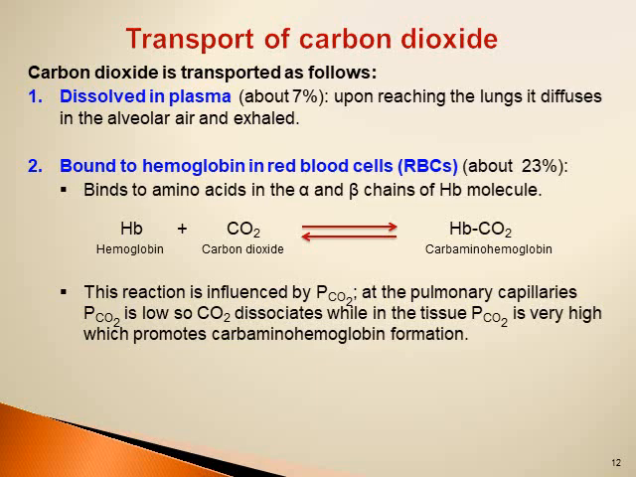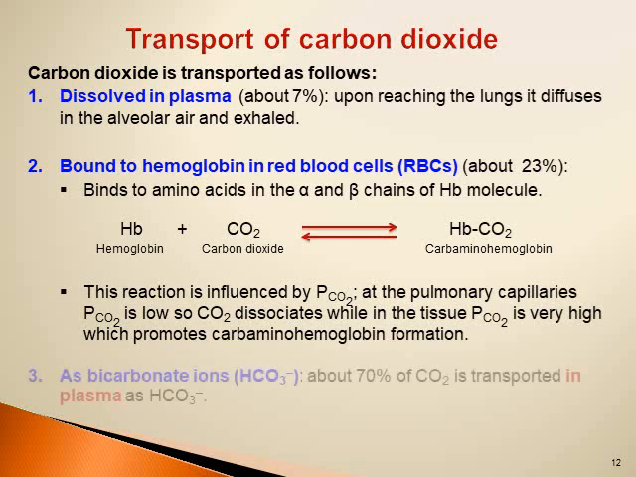This reaction is influenced by the partial pressure of carbon dioxide. At the pulmonary capillaries, the partial pressure of carbon dioxide is low, so carbon dioxide will dissociate from hemoglobin, while in the tissues, the partial pressure of carbon dioxide is very high due to the metabolic processes, and this will promote the formation of carb-amino hemoglobin molecules.